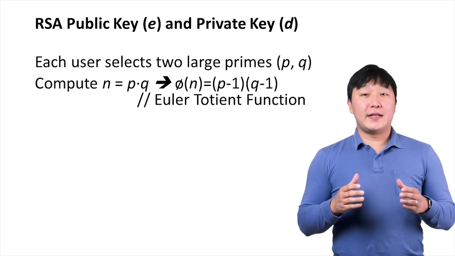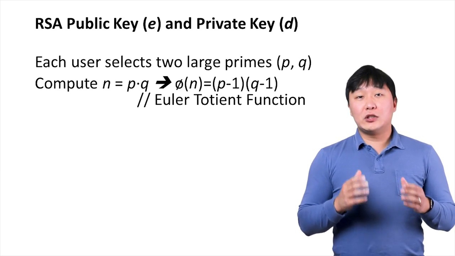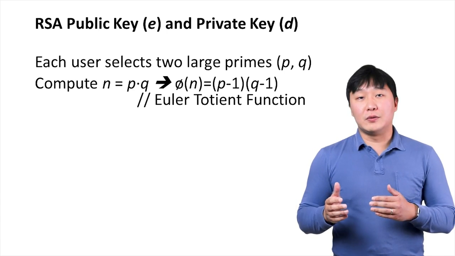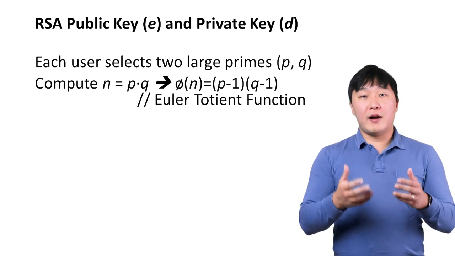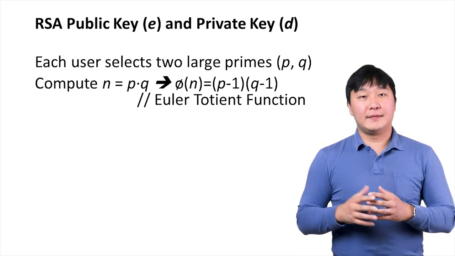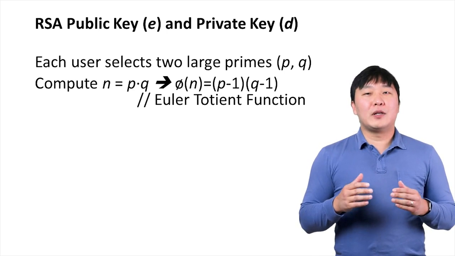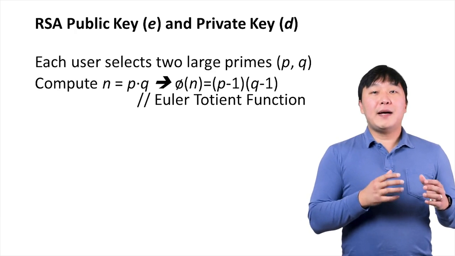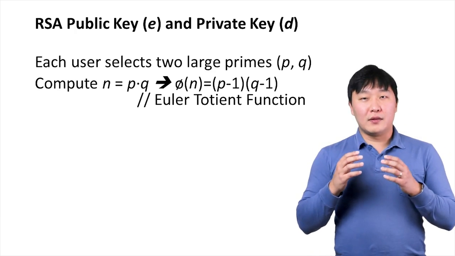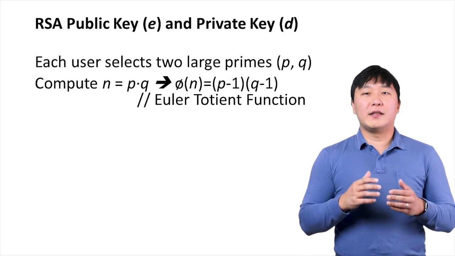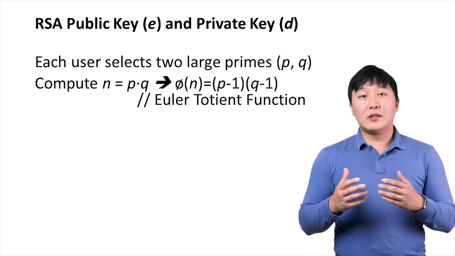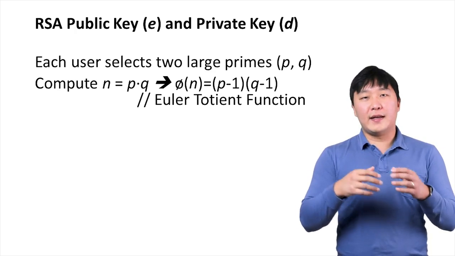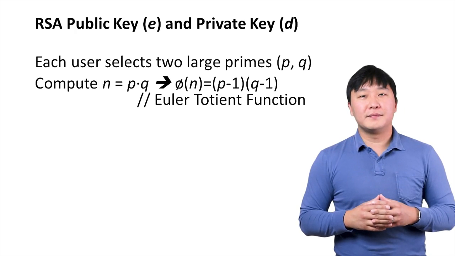A user generating the RSA key selects two large prime numbers p and q and computes the product for the modulus n. Because p and q are primes and n is equal to p times q, there are (p minus 1) times (q minus 1) numbers between 1 and n that are relatively prime to n. In other words, the greatest common divisor of n and the number is equal to 1.